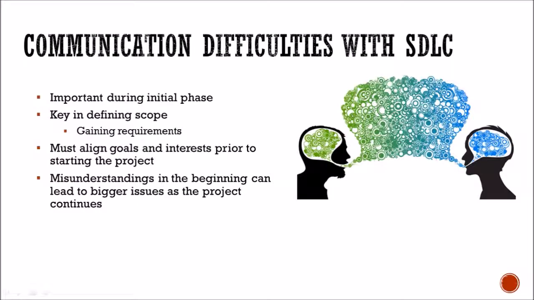A big issue that can take place throughout the various phases of the systems development lifecycle is communication. Communication is really important during the initial phases of the SDLC. It is crucial in defining the scope of the project and the details that come with it. Everyone in the team, from the project leader to operations managers, must align goals and interests prior to starting the project and make sure to communicate throughout the phases of the SDLC. Misunderstandings in the earlier phases of the cycle can lead to bigger issues as the project progresses.